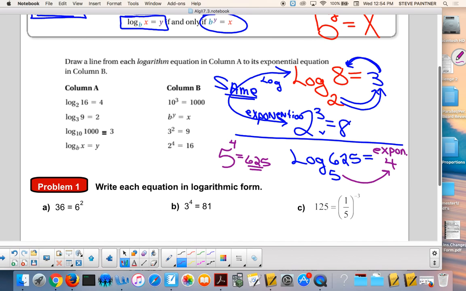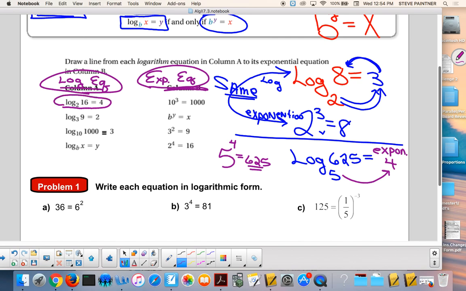Anyways, would you do me a favor now? Look at this column, look at that column, and draw lines back and forth. This column A is really just a log equation column. This column B is an exponential equation column. And all you got to do is draw lines back and forth. So let's do this one together. How do you read that out loud? Log, say it. Yeah, say base first. Log, base 2 of 16, that's how you say it, is 4. What does that go to? Where does that go?